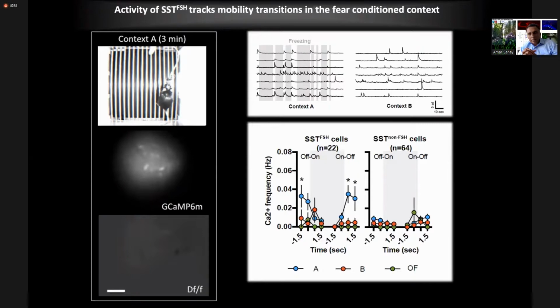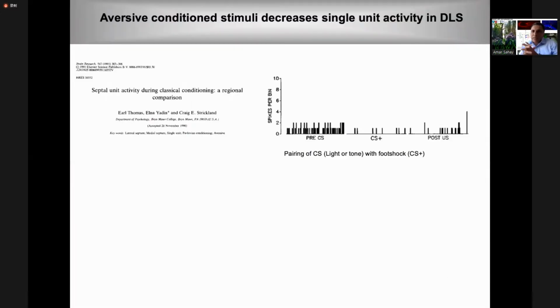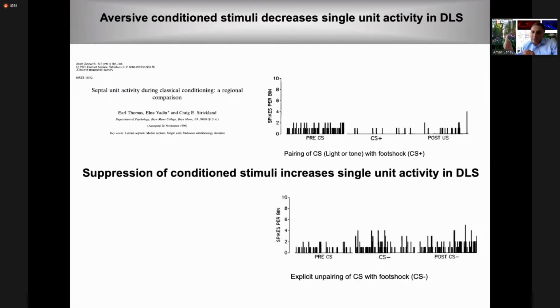This finding was reminiscent of pioneering single unit recordings in the lateral septum performed in the early 1990s, where a population of cells in the LS was identified as highly sensitive to the presentation of aversive conditioned stimuli. Their activity went down when the aversive conditioned stimulus was presented, and their activity ramped up when this aversive CS was removed. So what is the contribution of these somatostatin foot shock cells to contextual fear learning?